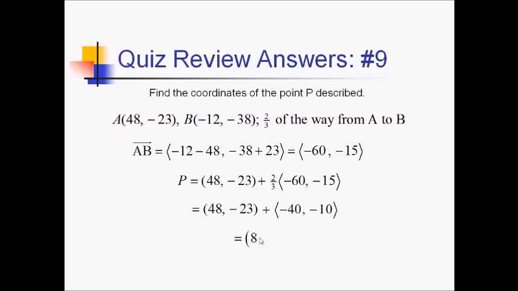And this is giving me an actual point now. Now we have -3, or 23 rather, plus -10, so that's going to be -33. So that is the point that is 2/3 of the way between A and B. And let's just do a quick double check. 8 is at least between 48 and -12. And we have -33, that's between -23 and -38. So we're at least in the right ballpark.